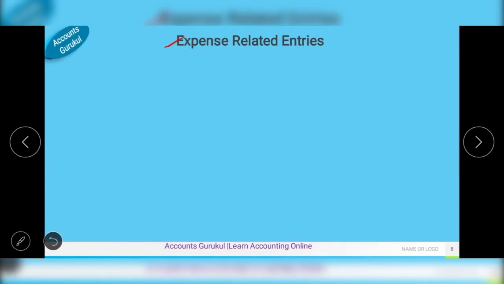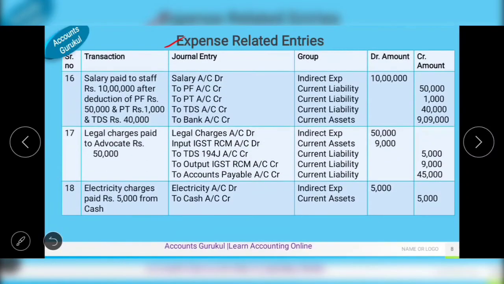Now from this slide, we have to understand what the expense related entries are. So which entries are covered under expense related entries, and how we have to do that entry into the system. We again need to ensure that we have covered the maximum entries which we use in day-to-day transactions.